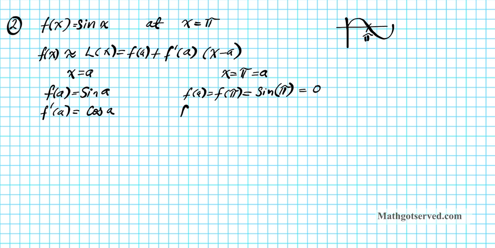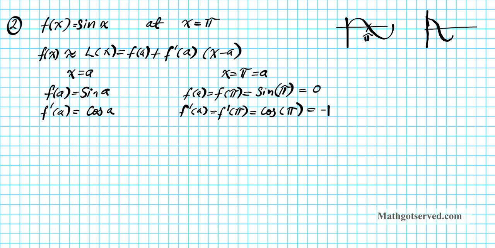And f prime of a is going to be f prime of pi. We're finding the slope of the tangent line at x equals pi. So we're just simply going to be inputting pi into the cosine, or the derivative of sine. Okay, so it's going to be cosine pi equals -1. If you think about it, let's sketch the cosine curve. I like to sketch my curves when evaluating trig functions at the axis.